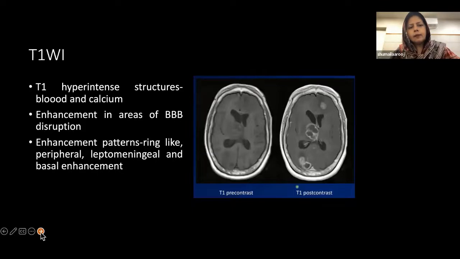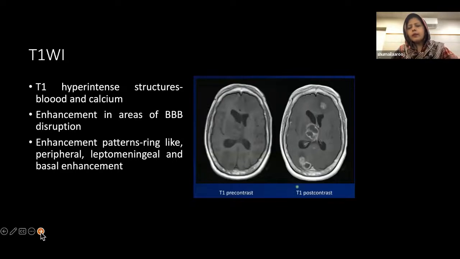T1 hyperintense structures are also very few. Most of the structures are hypointense on T1 weighted images, like CSF, which is black on T1 weighted images. If there are hyperintense T1 signals, then you have to consider blood products, calcium, melanin, and fungus. Whenever there is enhancement on post-contrast T1 weighted images, this shows that there is an area of blood-brain barrier disruption.